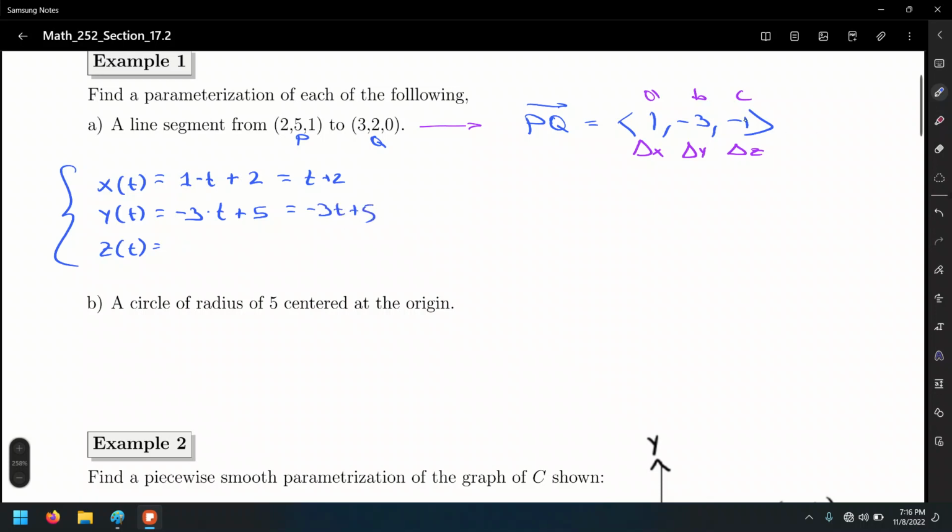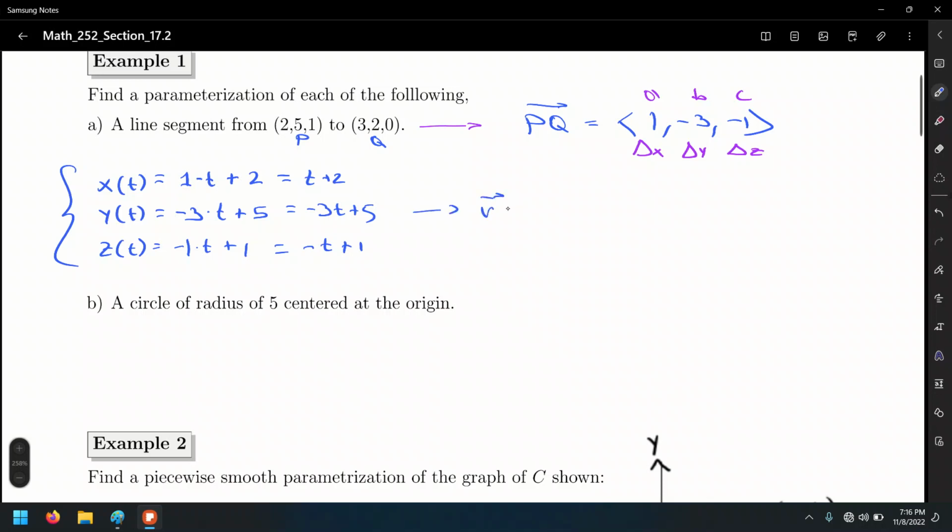And last but not least, we multiply the z component of the PQ vector, which is -1, times t, plus the z component of the initial point, which is 1. That's going to give us -t plus 1. And those are our parametric equations.